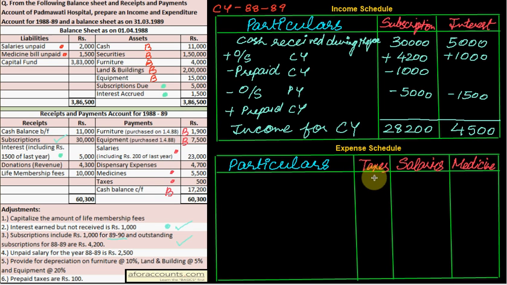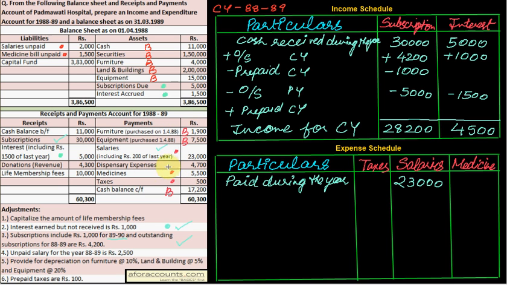Now coming up to the expense schedule, we have three expenses here: taxes, salaries and medicines. So we will do that first. See, salaries given here is 23,000. So paid during the year. In receipts and payments we get paid. So paid during the year. How much is it? It is 23,000. So salaries paid is 23,000. This is done.